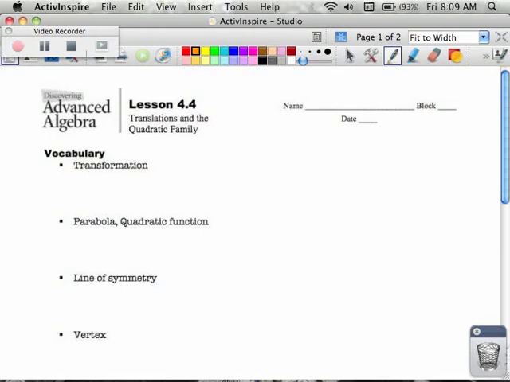Okay, today we're going to talk about transformations and specifically about the quadratic family. This quadratic family phrase is another way that math people like to say that we're talking about things like y equals x squared. So we know that y equals x squared is a parabola. That's that U-shaped graph. It could be opening up, could be opening down for us.